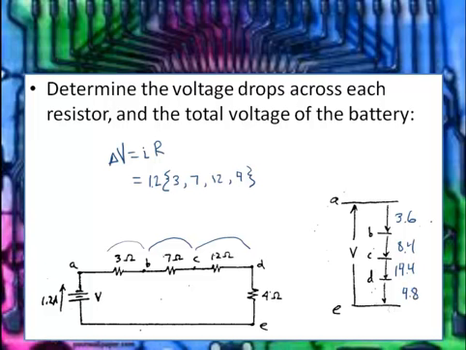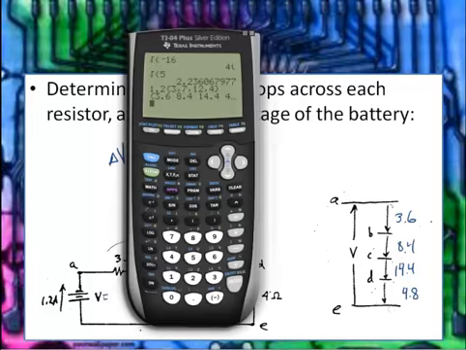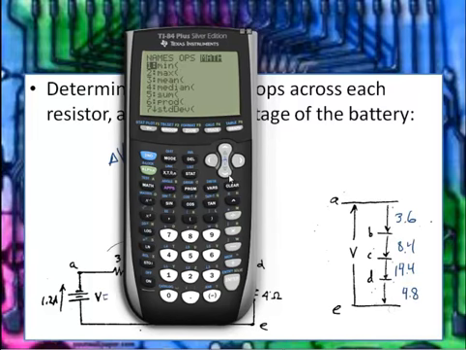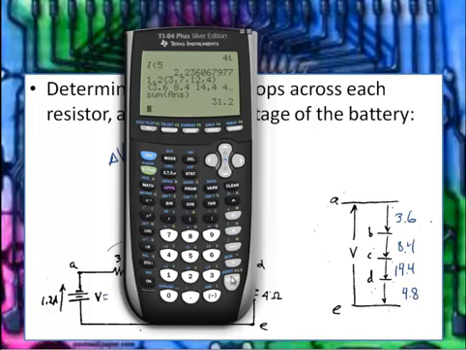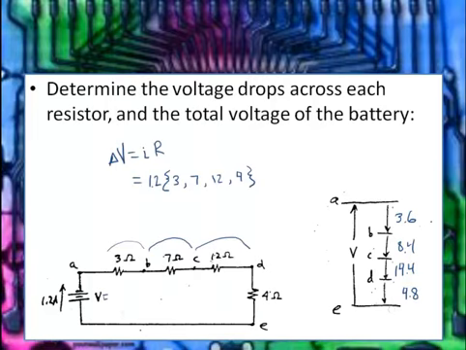And the total voltage of this battery, for instance, would be if I added all 4 of these things together. So you can retype them if you want, or if you have one of these already in a list, you can go to second list and take the sum of your answer. And the total voltage of the battery must have been 31.2 volts.